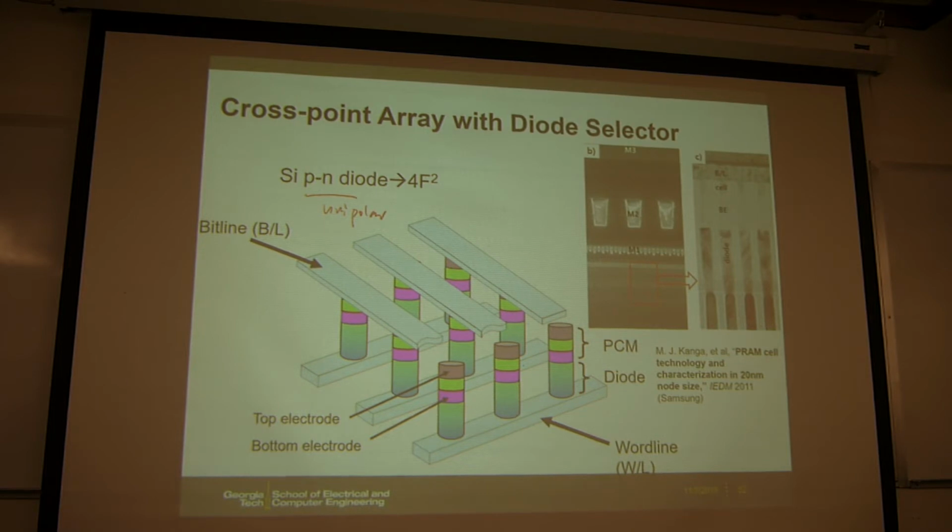We just need to have the same polarity of the current, but tune the current amplitude and the pulse width to program, let's say, to set and reset. So the single directional diode, silicon diode, is okay. So you can get 4F square. Here is a demonstration from Samsung. In the 20 nanometer technology node, it uses a PN junction as the selector.